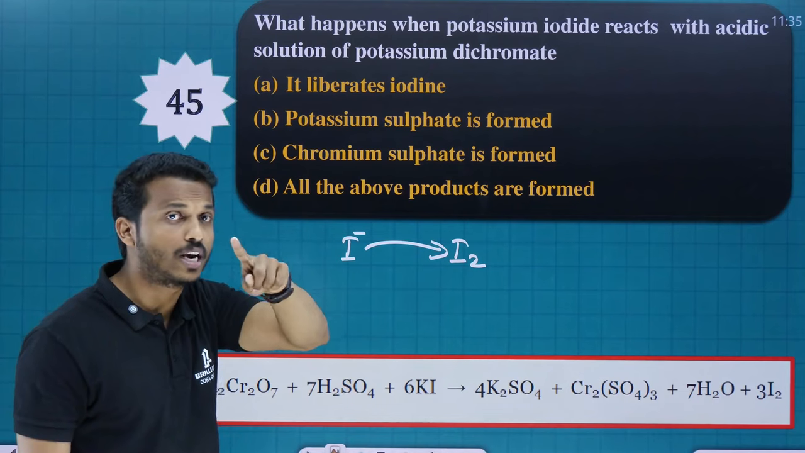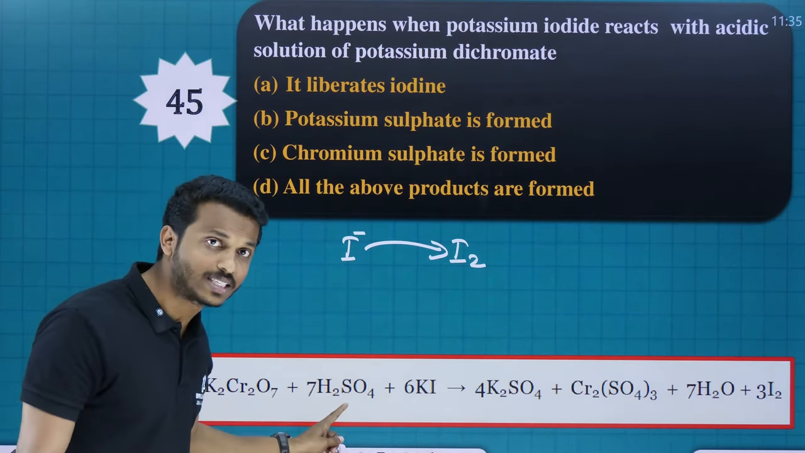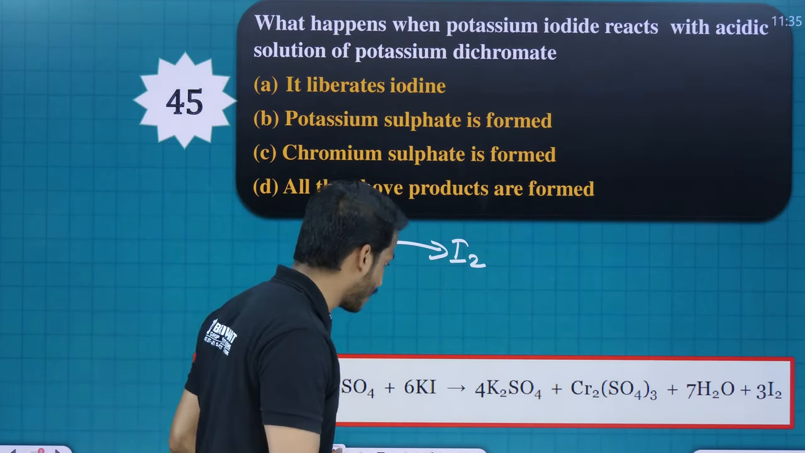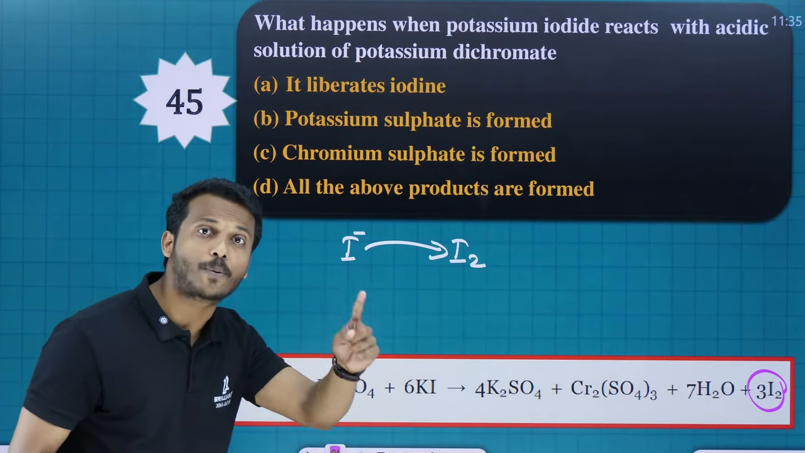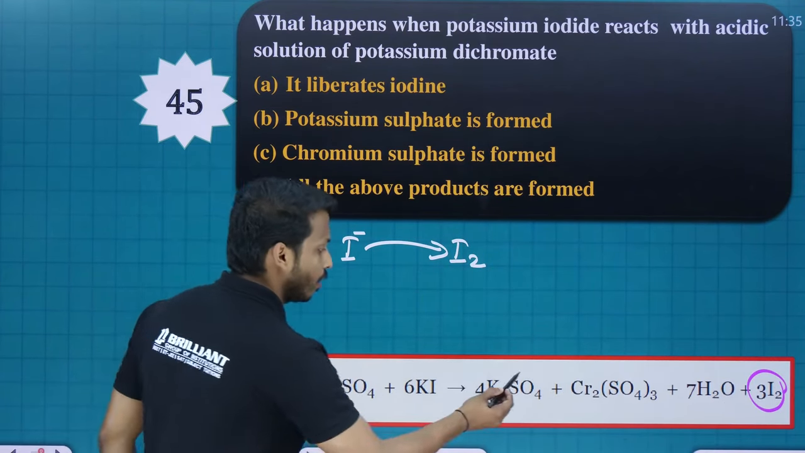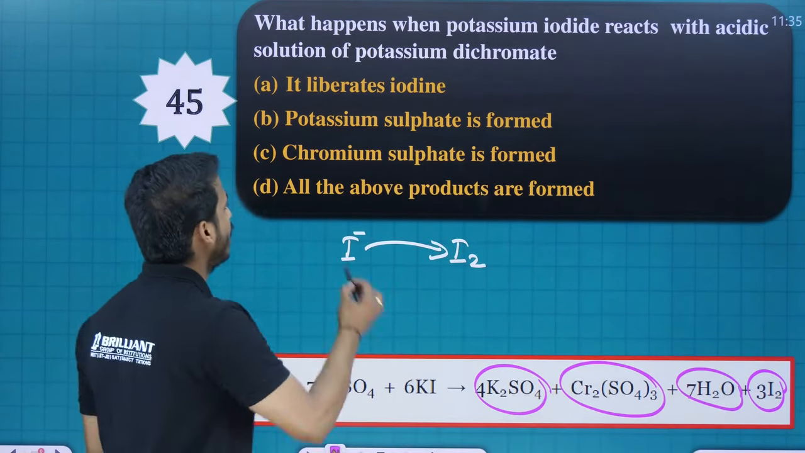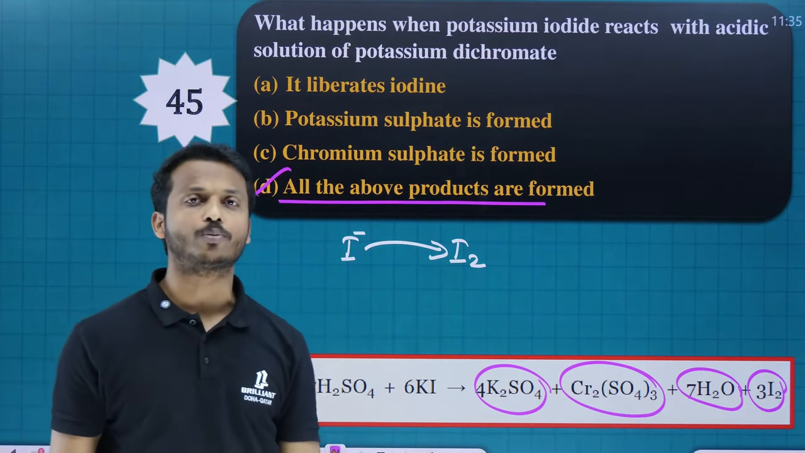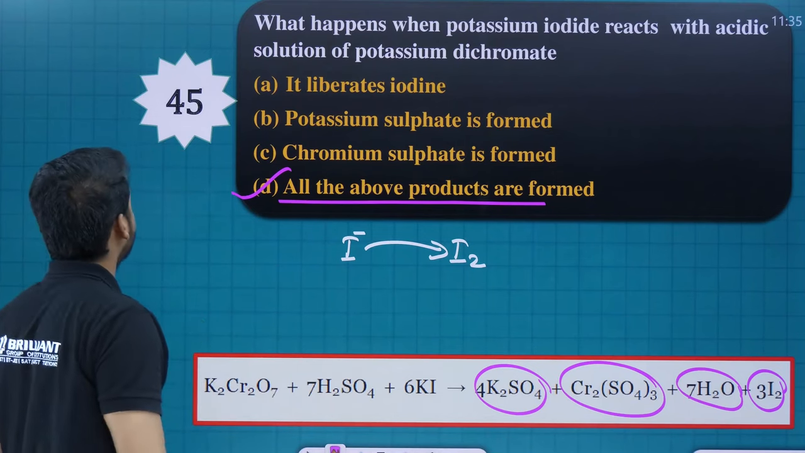Dear, very carefully study the reaction. Potassium dichromate, when it reacts in acidic medium, converts iodide to iodine. Yes, it is correct. Along with that, the byproducts you should also study. Potassium sulfate forms, chromium sulfate forms, water is also there. So all of the above products are formed. When such an option is there, it's our duty to cross check it. Okay, so all of the above.